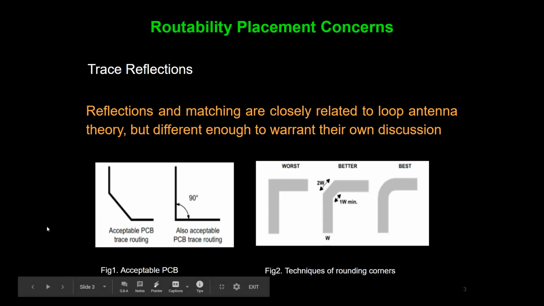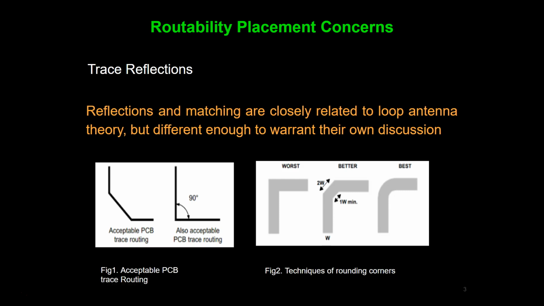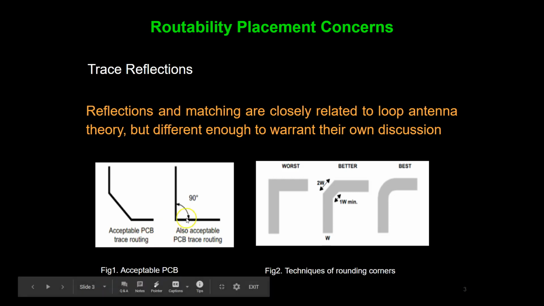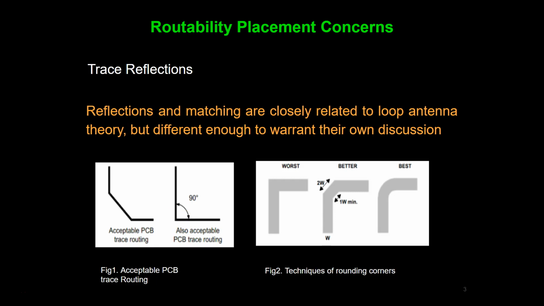Trace reflection. Reflections and matching are closely related to loop antenna theory, but differ enough to warrant their own discussion. When a PCB trace turns a corner at 90 degrees, a reflection can occur. This is primarily due to the change of width of the trace. At the apex of the turn, the trace width is increased to usually around 1.414 times its width, and this upsets the transmission line characteristics, especially the distributed capacitance and self-inductance of the trace, thus resulting in the reflection.